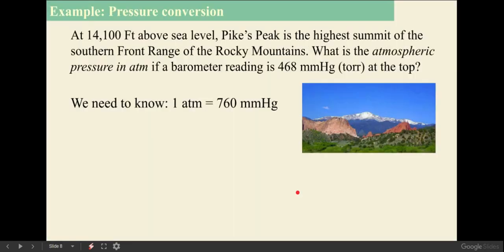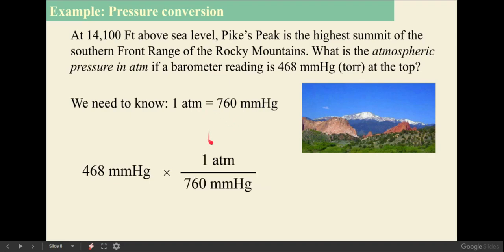Now, there's a little math in this chapter. Here's a super simple one. If you go up to the top of Pikes Peak, your barometer might read that it's 468 millimeters of mercury. Well, what is that in atmospheres? So you only need to know that 1 atmosphere is 760 millimeters of mercury. So going back a couple chapters, we just need to know how to do dimensional analysis. We divide by that same unit, and we have 0.62. So only about 62% of your normal air pressure you would have at sea level.